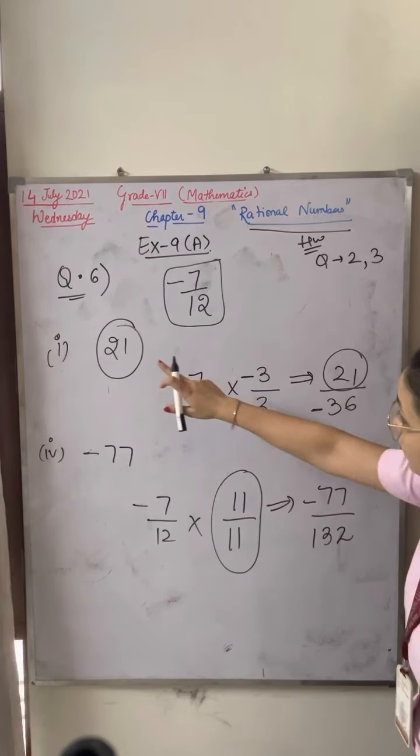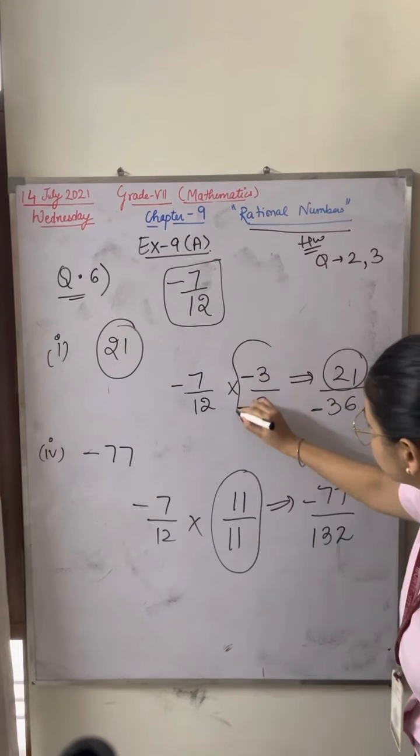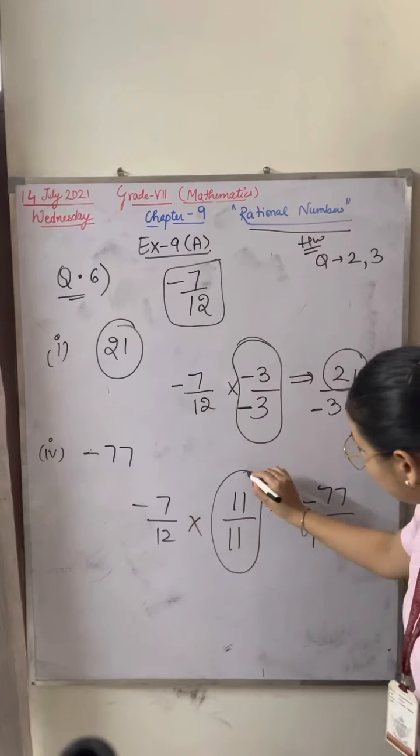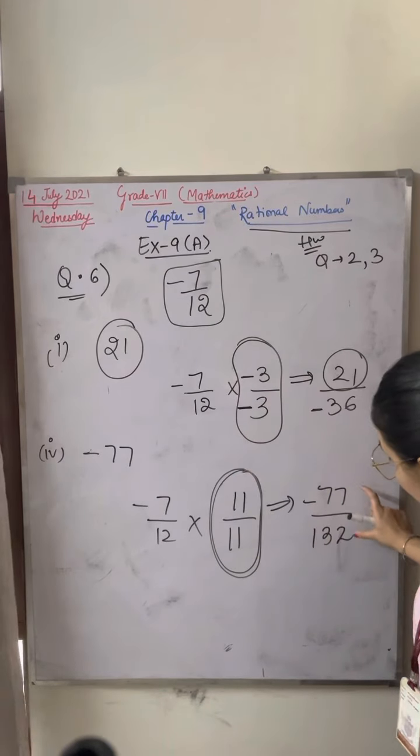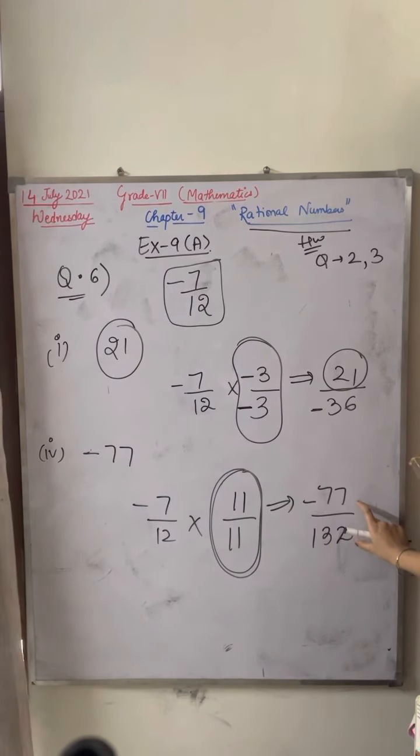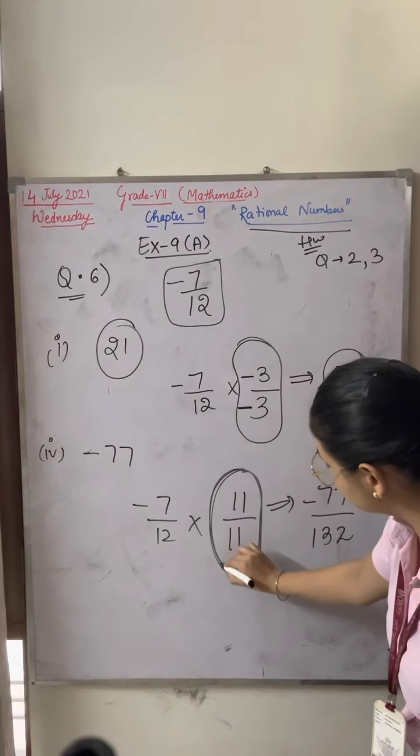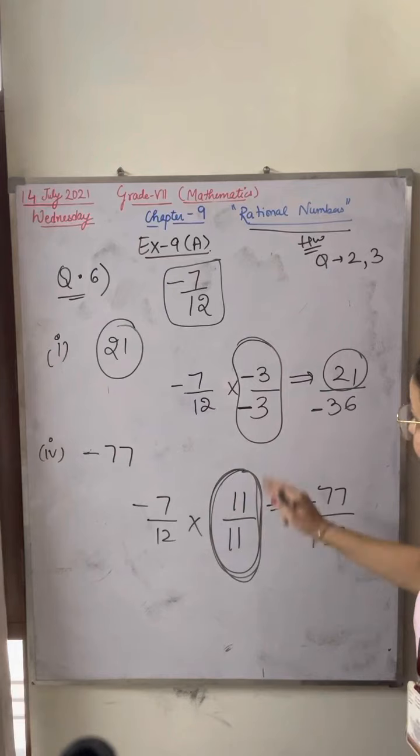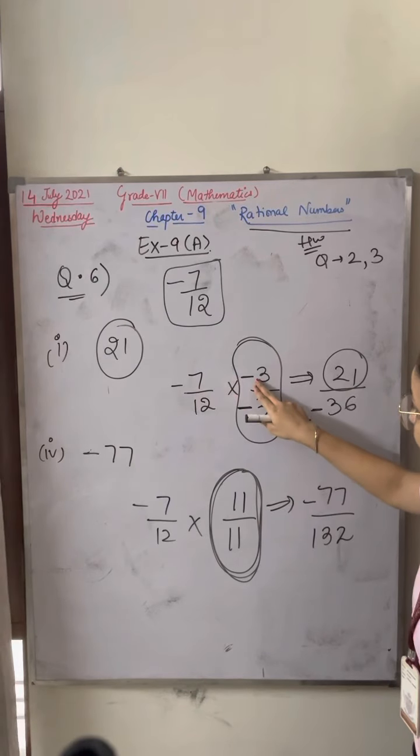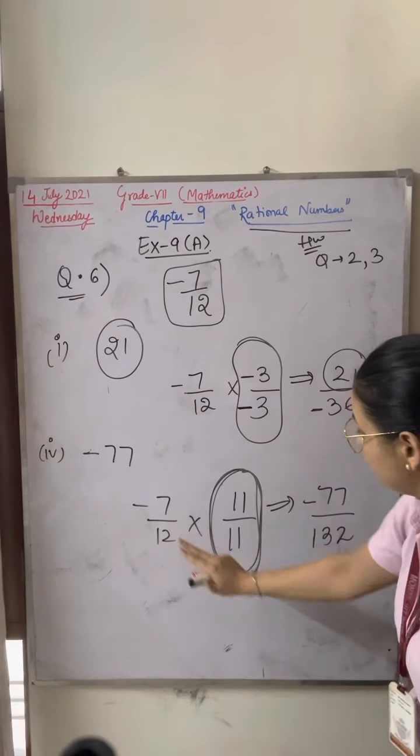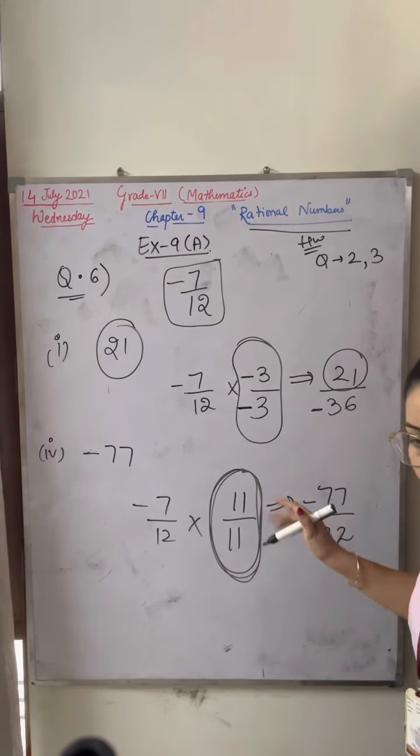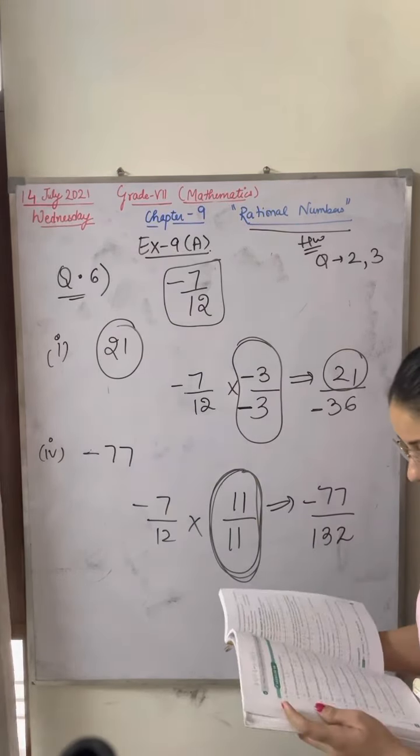So in the first part, your answer is this. And in the fourth part, your answer is this. This is not your answer. This is not your answer. This is your answer. By which number do you have to multiply? Here you have to multiply with minus 3. Here you have to multiply with 11 and 11. This is your answer.